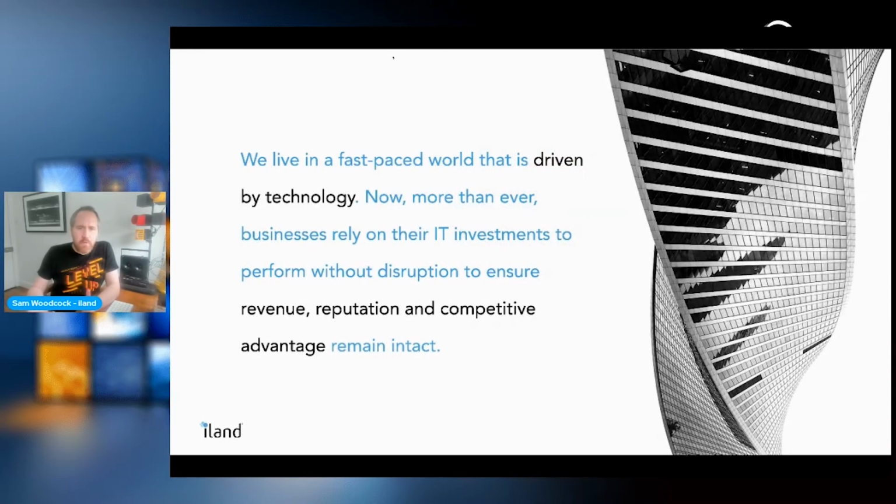So I want to start off, and obviously, as everyone knows, we're continually in a fast-paced world. It's really driven by technology. And now, more than ever, businesses are relying on those IT investments that they make to perform without disruption. Because if they don't perform without disruption, then it can have impact on revenue, reputation, and competitive advantage. So it's increasingly more important than ever that we have a great availability strategy for our applications and our business so that we can remain competitive and remain in place in the industry as well.